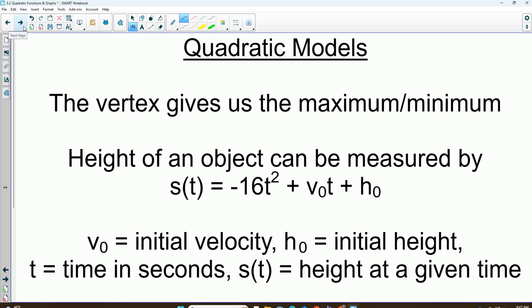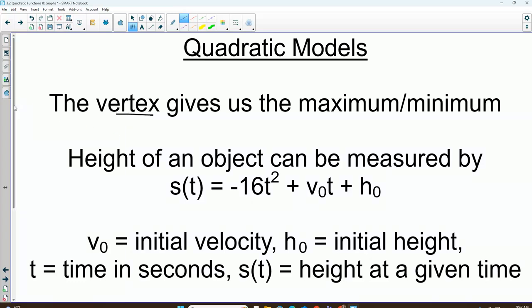So this is something that I just wanted you to see. Quadratic equations can give us height of an object. Think about it: if you take a ball and you throw it up in the air, what's it going to do? It's going to come back down, right? So as it goes up and comes down, it forms that parabola. If I ask you for the maximum or minimum, we know that's given by the vertex.